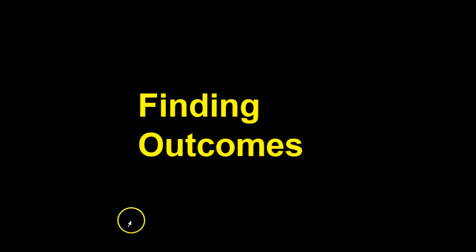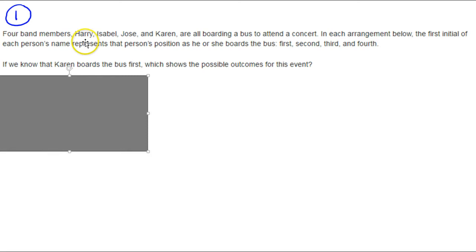This lesson is about finding outcomes. 4 band members, Harry, Isabel, Jose, and Karen, are all boarding a bus to attend a concert. In each arrangement below, the first initial of a person's name represents that person's position as he or she boards the bus, first, second, third, or fourth. If we know that Karen boards the bus first, which shows the possible outcomes for this event?